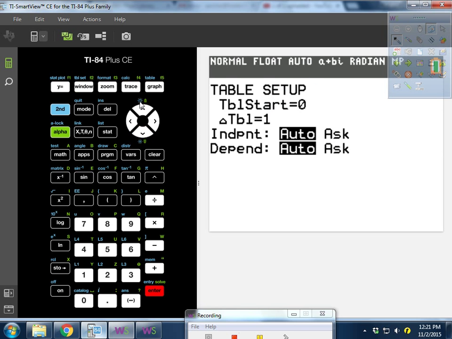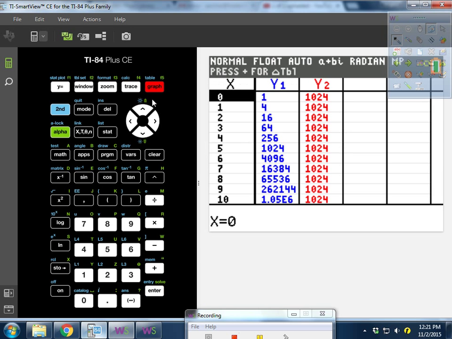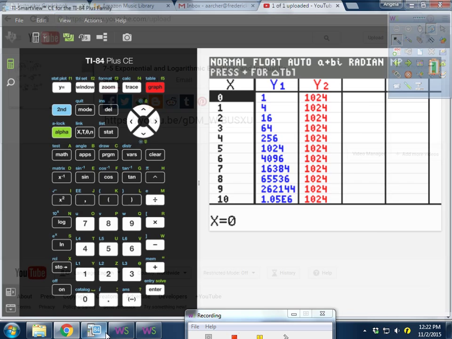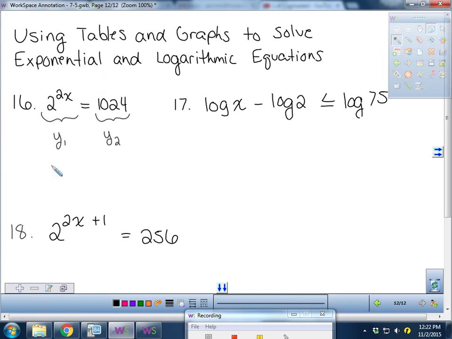This just says my table is going to start at 0 and it's going to go up by 1. So let's go back to the table. We're looking for when this y1 is the same as y2. If you look, this is getting closer, it's getting closer, bam, right there, they are the same, and that is when x equals 5. So your answer is x equals 5.